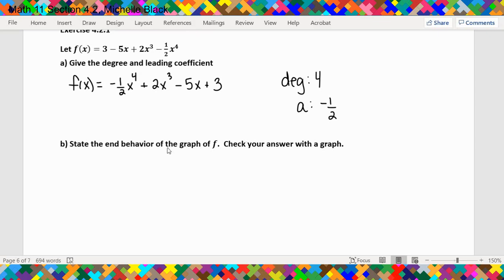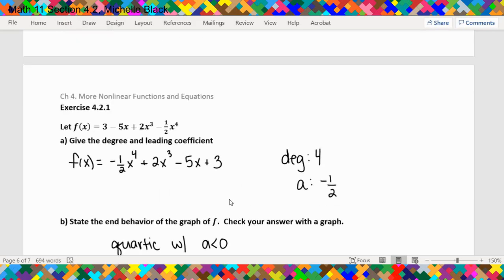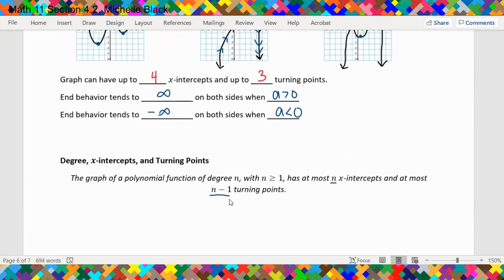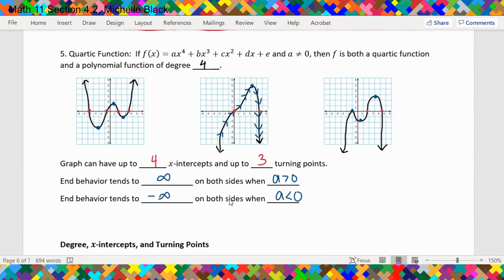The end behavior, well, if I'm degree 4, I'm a quartic function, and my a is negative. So I'm quartic with a negative. Going back to our chart, we see that for quartic functions, if a is negative, then the end behavior tends to negative infinity on both sides.